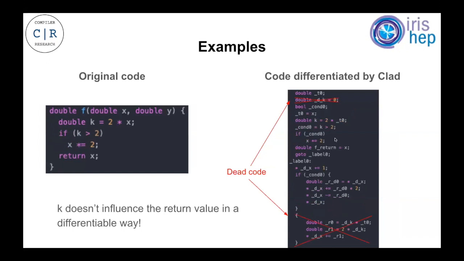A similar thing happens here. Here k does not influence the return value in a differentiable way, so the derivative of k produces lots of dead code as well. So that's why we need activity analysis. We need to analyze the code before creating the derivative and not create unnecessary variables. By the way, this code was automatically created by CLAD, so this is quite representative.